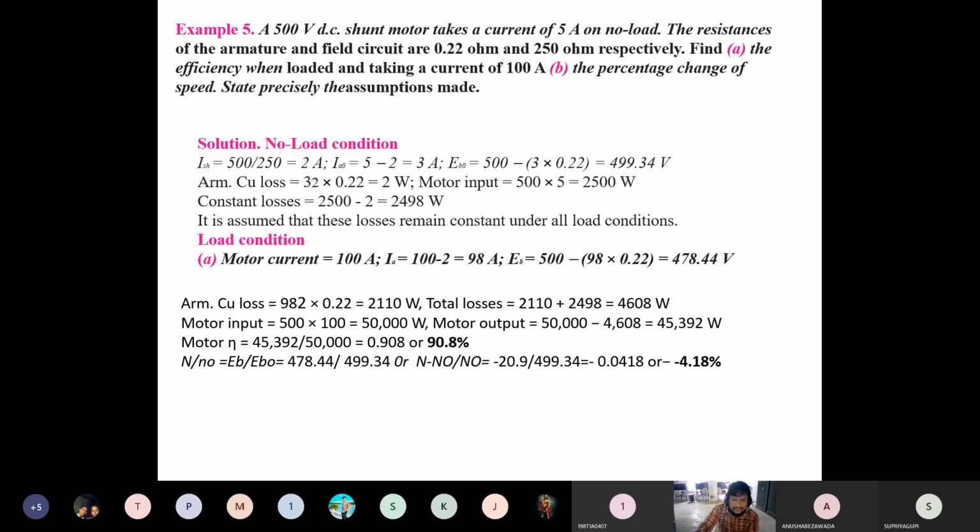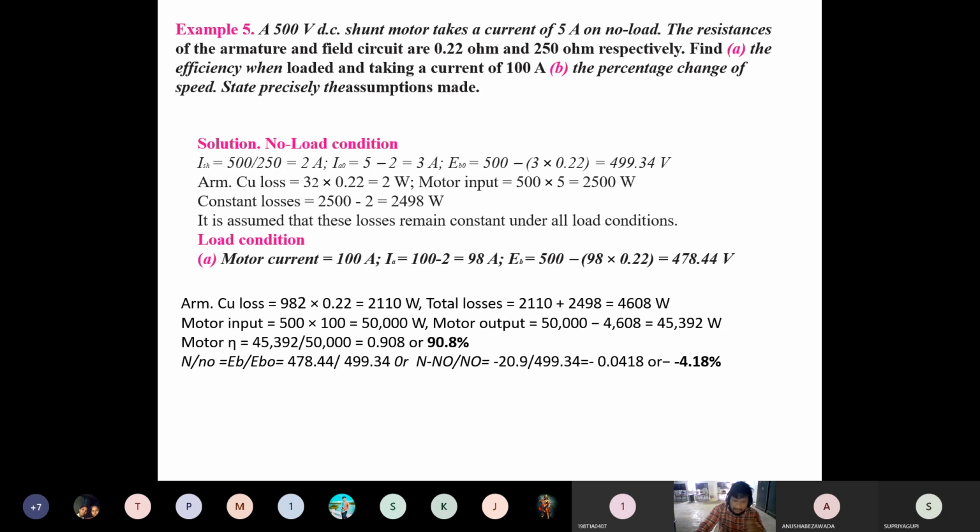Now total is 4608 watts. Now input is V into IL as usual. V is 500, IL is 100 amperes. Therefore 500 into 100, that is 50,000 watts. So now find out the motor output. Output is equal to input minus total losses. So first we have to find out the input. Input is equal to V into IL, 500 into 100 amperes.